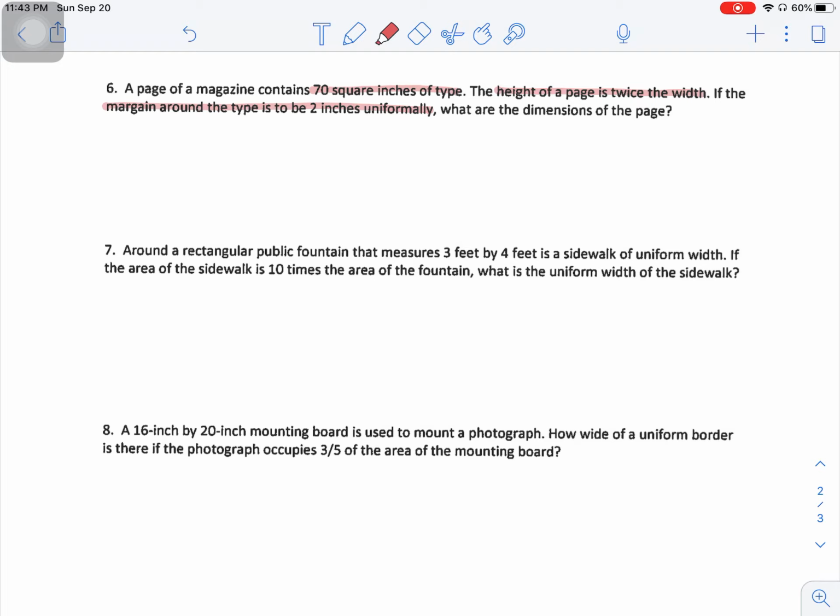All right, so I need a pretty picture. Let's see, I'm going to start this pretty picture. You have a page. Okay, the page height is twice the width, so I'm going to call it x and 2x. Inside the page is the type. So there's a 2-inch border, a 2-inch border, a 2-inch border, a 2-inch border. I'm going to go ahead and zoom in.